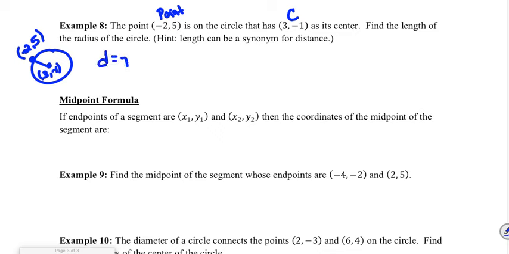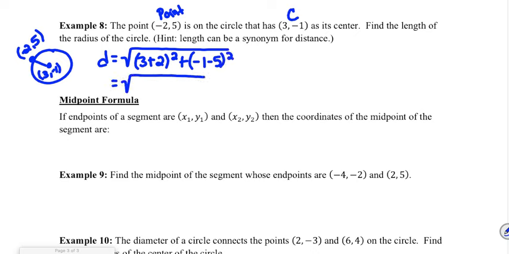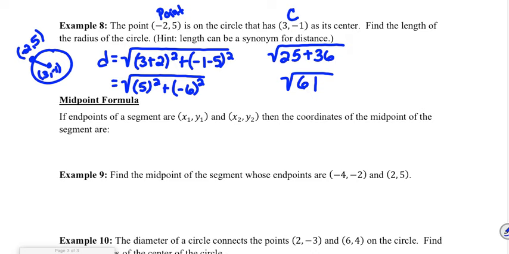So our distance is going to equal a big square root. We'll take that x2, so we'll take 3 minus a -2. I'm going to change that to a plus right away. And then -1 minus 5. Simplifying this, 3 plus 2 is going to give me a 5 squared. -1 minus 5 is a -6. When you square a negative, that is going to give us a positive value back. So this is going to give me the square root of 25 plus 36, or the square root of 61, and that does not simplify, so that would be the distance or the length of the radius.